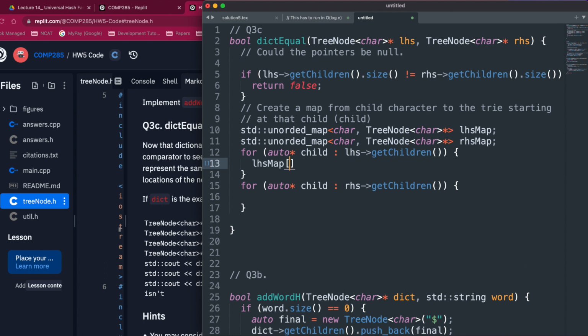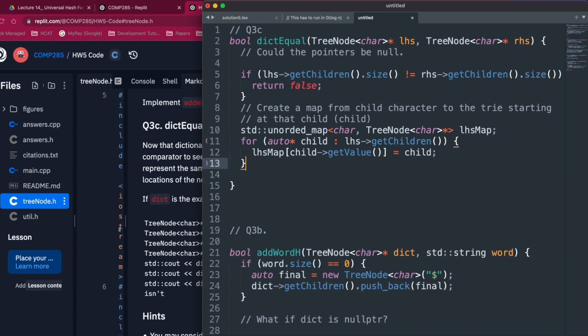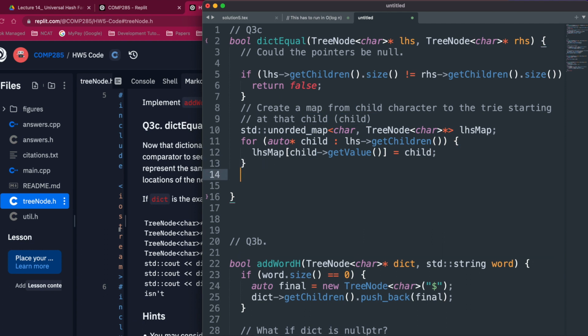We want to add this child's value. So say get value. And we want to set that pointing to the child itself. Right? So this is how we're going to tell, because all the children should be pointing at characters. That's how we're going to be able to look up the same characters from each side. So actually, we can do this just for the left-hand side. Yeah, so let's do it just for the left-hand side. And we add it to the map where it's equal to the child. And then what we can do is iterate over the right-hand side.